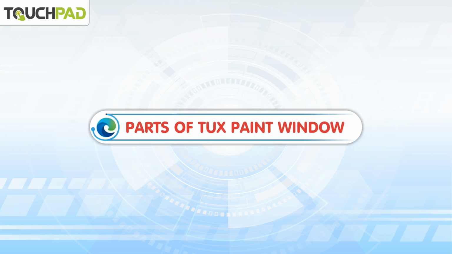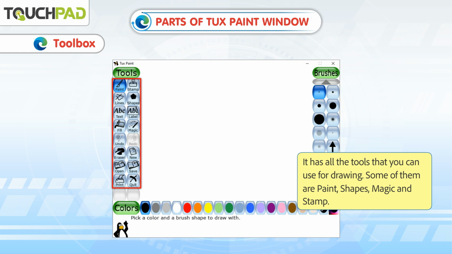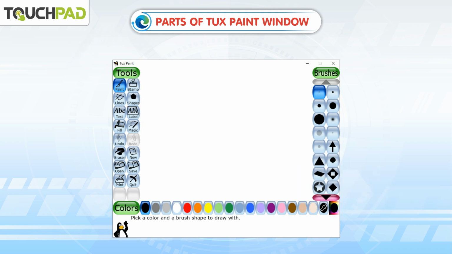Parts of Tux Paint window. Toolbox. It has all the tools that you can use for drawing. Some of them are Paint, Shapes, Magic and Stamp.